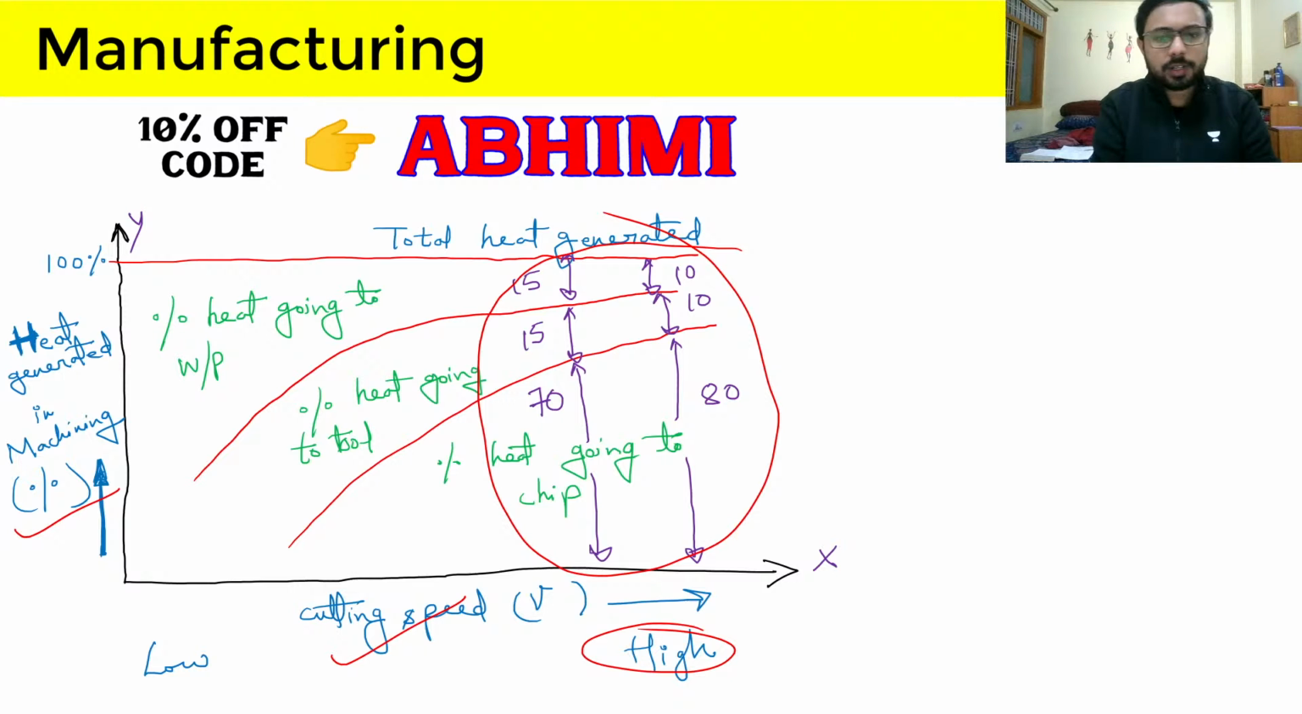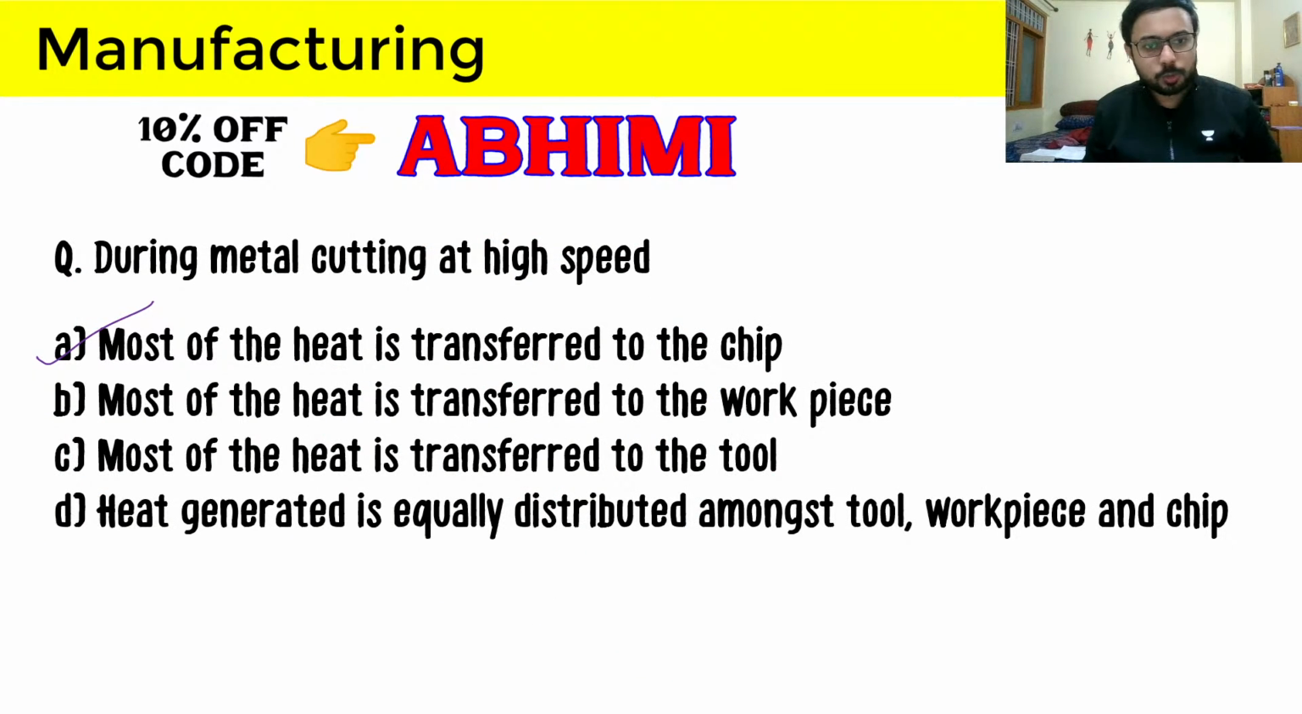So our preferred condition is more heat should be going to the chip and getting disposed, and the heat is generated mainly due to friction and the cutting operation that is being performed. So we discussed that, and the answer to this question was most of the heat is transferred to the chip during metal cutting at high speed.